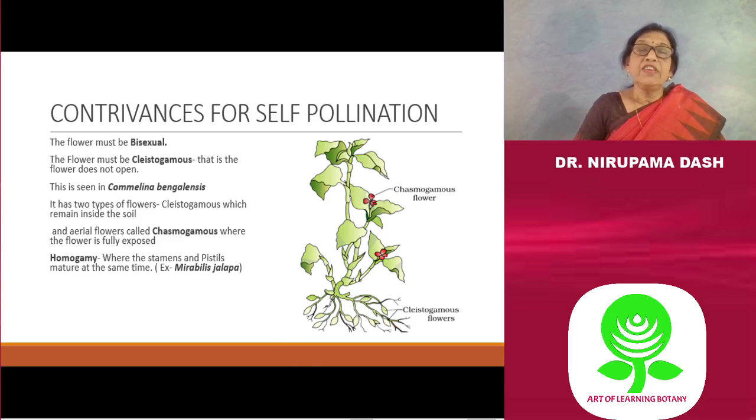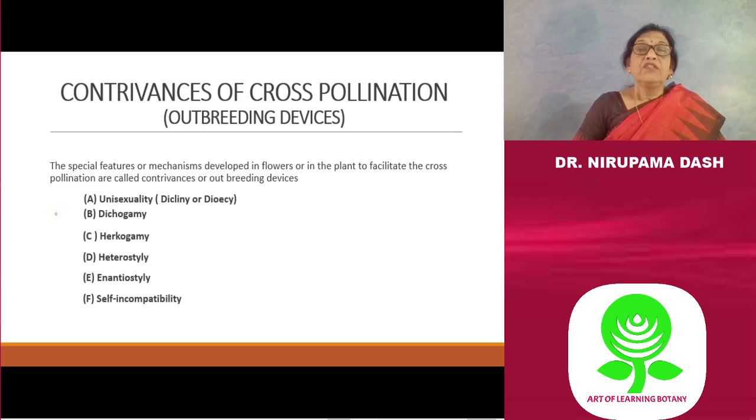So that happens in Mirabilis jalapa. Although some plants are bisexual, self-pollination does not occur in all bisexual flowers, because some bisexual flowers also have adaptations and contrivances, and due to that they opt for cross-pollination. These are the contrivances for cross-pollination, also called outbreeding devices.